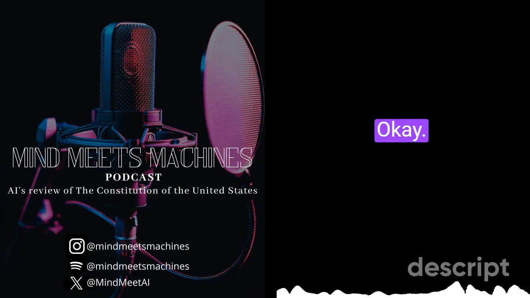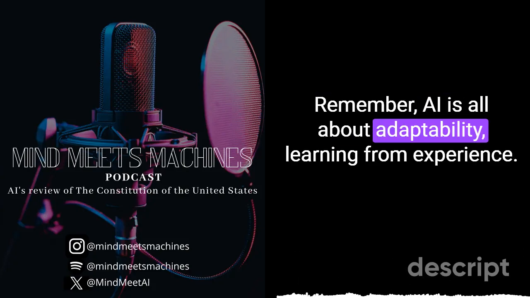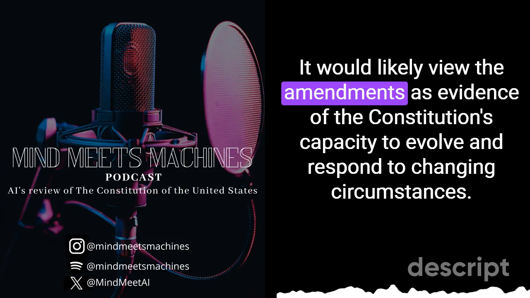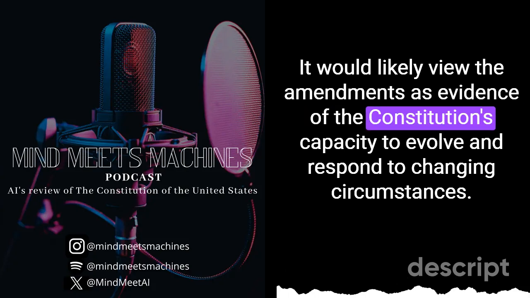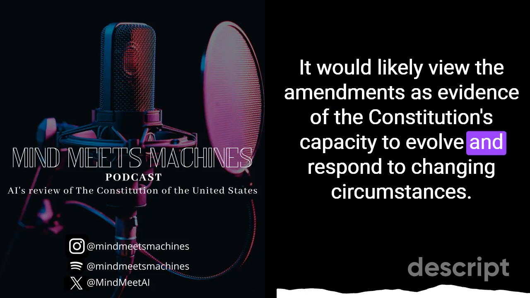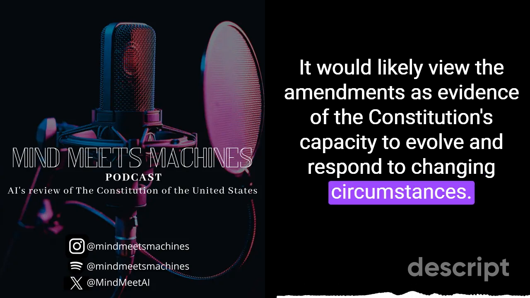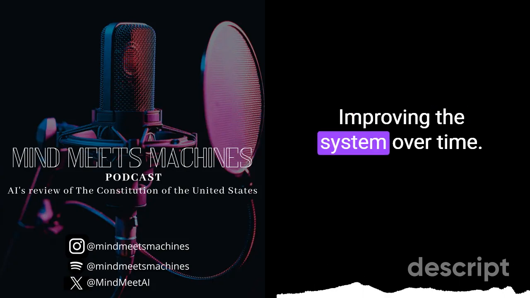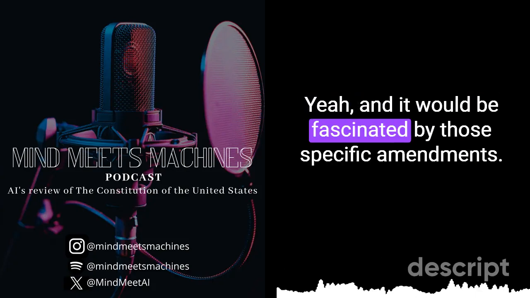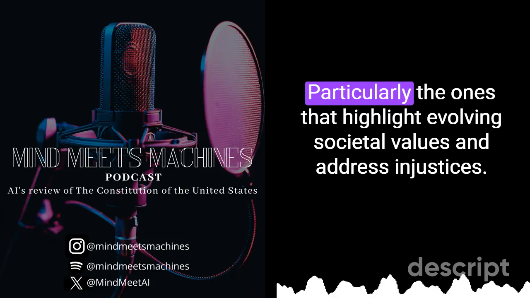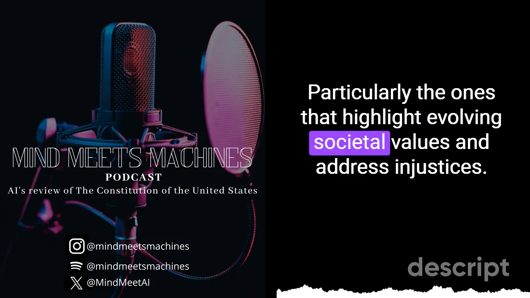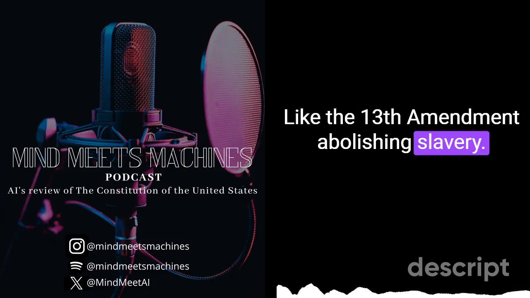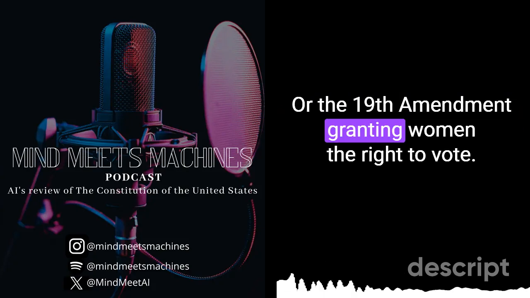Not necessarily. Remember, AI is all about adaptability, learning from experience. It would likely view the amendments as evidence of the Constitution's capacity to evolve and respond to changing circumstances. So not patches or fixes, but upgrades, improving the system over time. And it would be fascinated by those specific amendments, particularly the ones that highlight evolving societal values and address injustices. Like the 13th Amendment abolishing slavery, or the 19th Amendment granting women the right to vote.